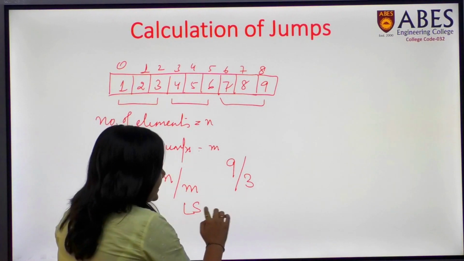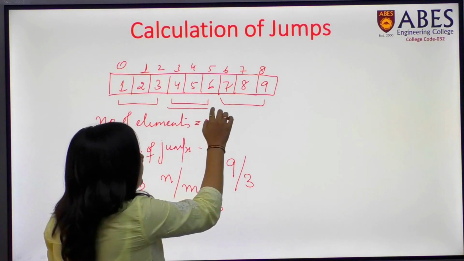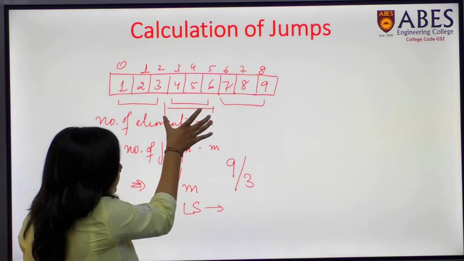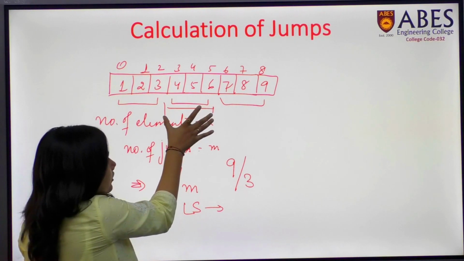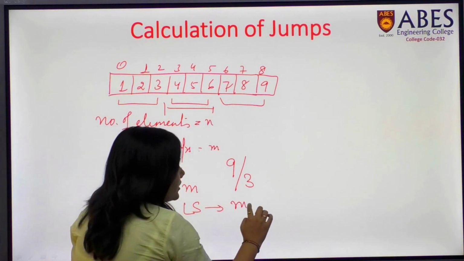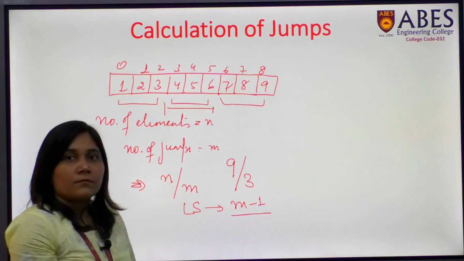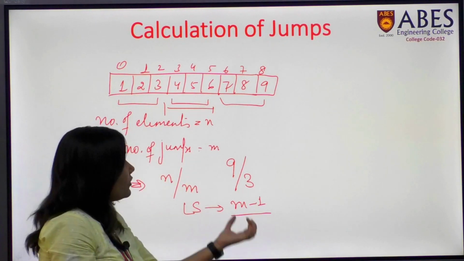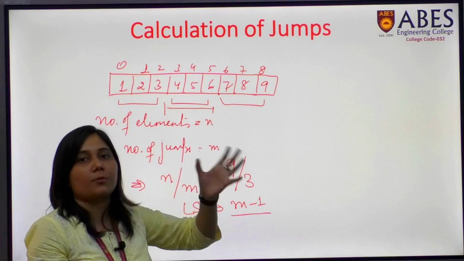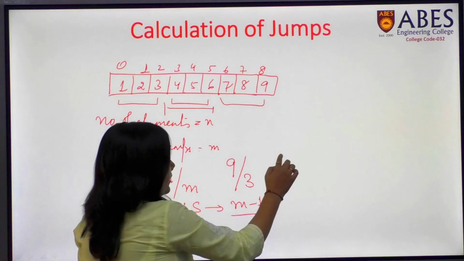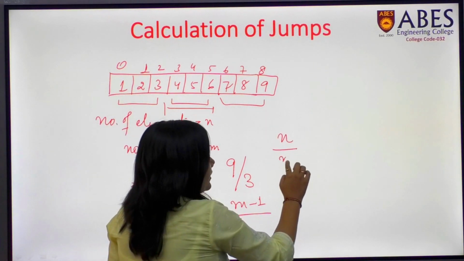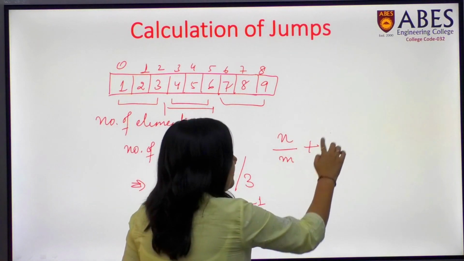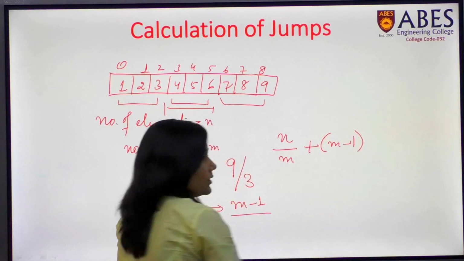So linear search will take time. Suppose my element is lying in this block, I will explain the entire process of how to get it. If you are searching for your element in this particular block, it will require only m minus 1 searches to reach it. Either your element will be present in this block or it will not. So how to calculate this? N by m, the way you are dividing into number of blocks, plus m minus 1 for searching.